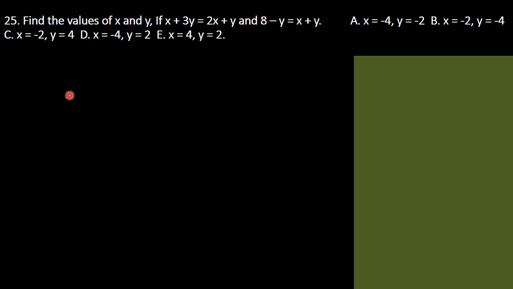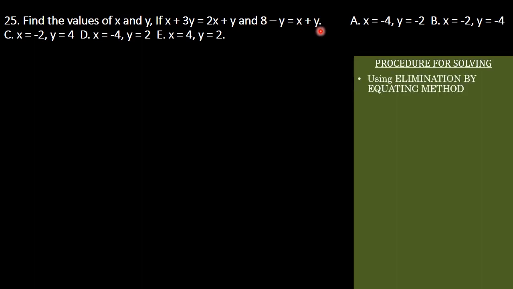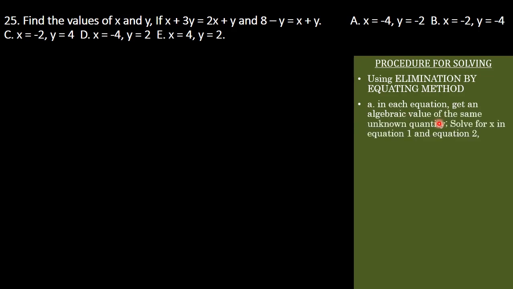Question 25. Find the values of x and y, if x plus 3y is equal to 2x plus y and 8 minus y is equal to 8 plus y. Let's check the procedure for solving this. Here we are going to apply elimination by equating method, where in each equation we get an algebraic value of the same unknown quantity. Solve for x in equation 1 and equation 2. Then equate the algebraic values to form a simple equation.